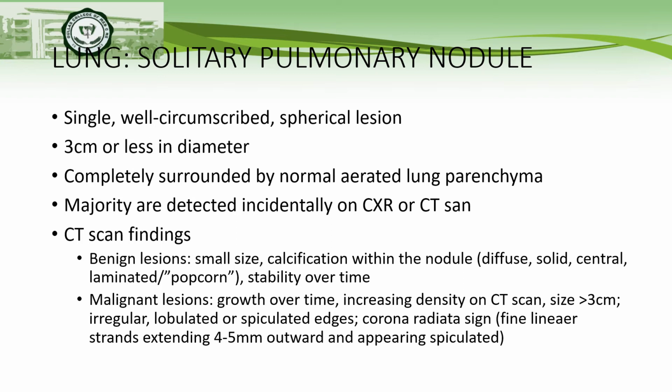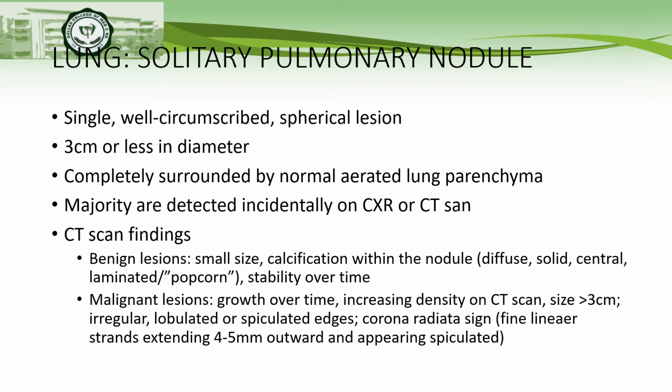CT scan can provide findings that are characteristic of benign or malignant lesions. Benign lesions on CT scan usually have a small size. They have calcification within the nodule and they have stability over time. Calcification may be diffuse, solid, central, or laminated. Granulomatous infections such as TB can demonstrate the first three patterns, whereas the popcorn pattern is common in hamartomas.